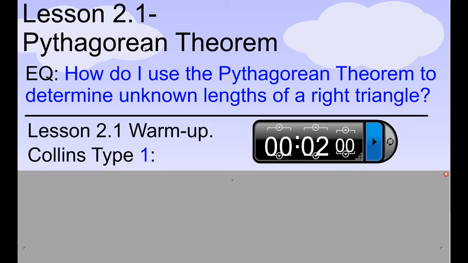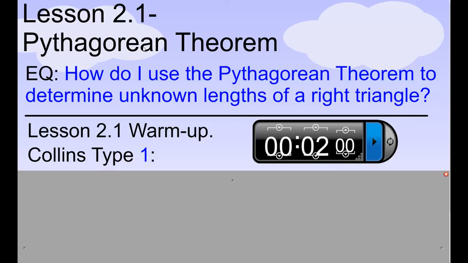Then in module 3 we're going to jump to transformations, geometric transformations on a coordinate grid: rotating, flipping, turning, sliding, sequence of transformations, looking at similarity and congruence, and we'll go from there.